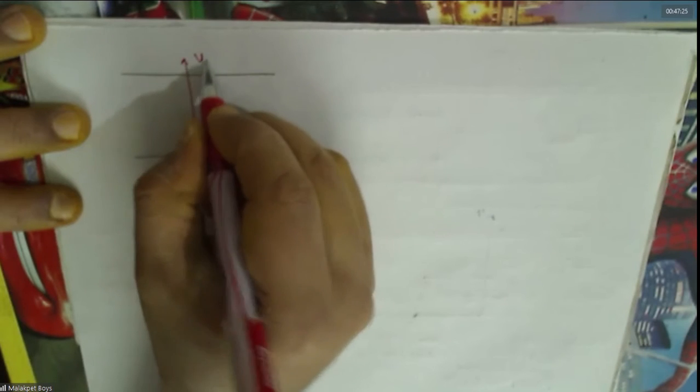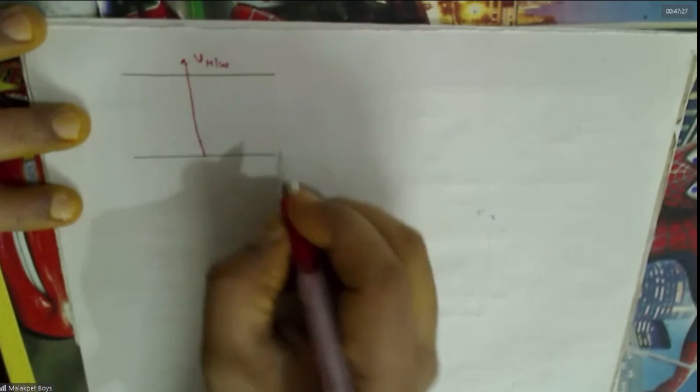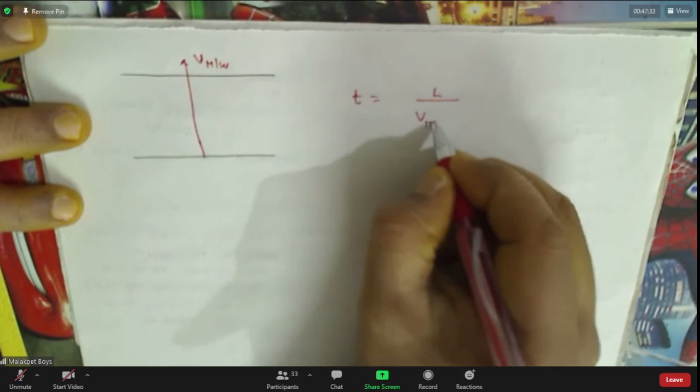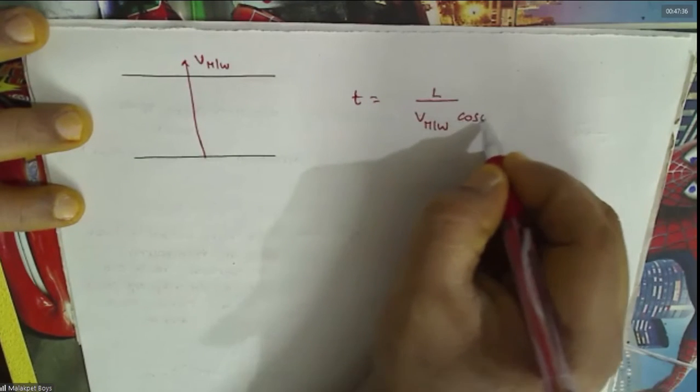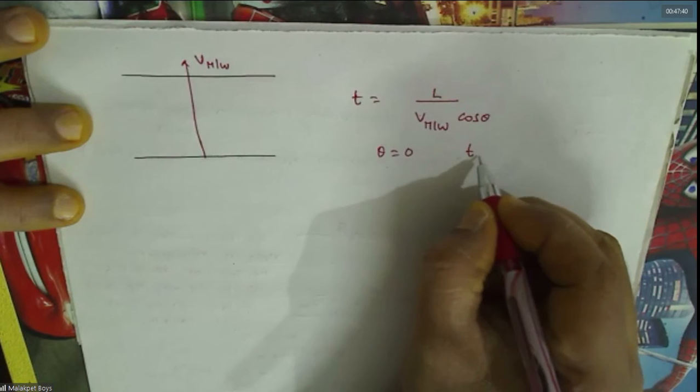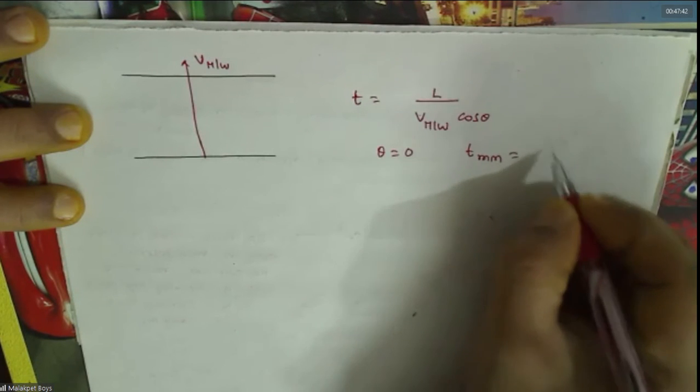See here, as per the question, read the question carefully, it's very easy. The velocity of man with respect to water is given. That means time is L by the velocity of man with respect to water times cos theta. So here theta is 0. So you have the minimum time of crossing only, no?